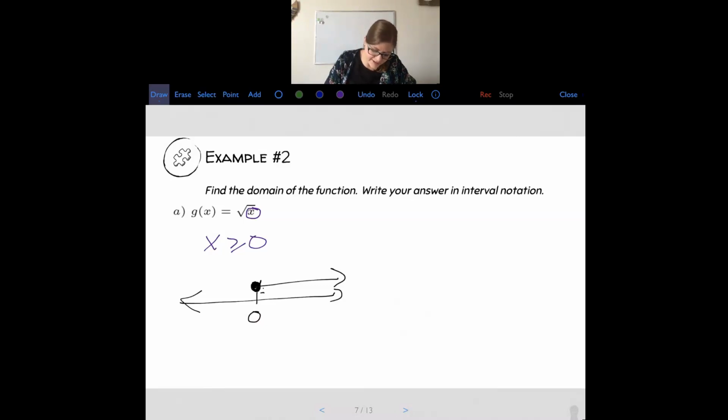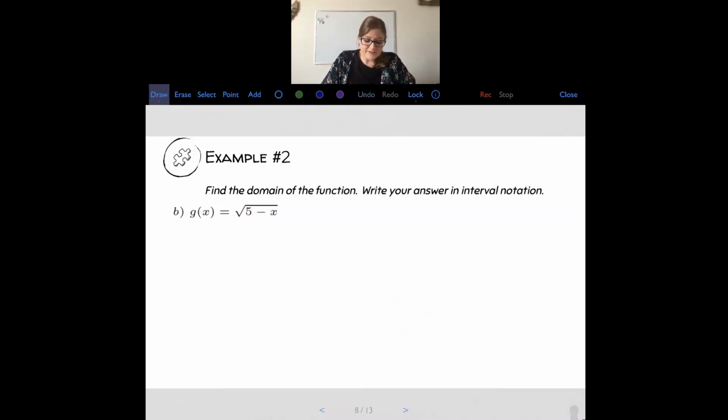You could also put a bracket and point to the right. I think that's how MyLab does it. In interval notation, our smallest x value is 0 and it's included. It's okay to take the square root of 0. It's just 0. And then this goes all the way up to positive infinity. So my domain here is 0 with a bracket up to infinity. Remember that this must be written smallest to biggest.